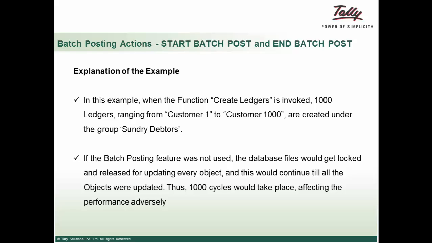So this is the explanation of the example that we have. When the function create ledgers is invoked, it has 1000 ledgers to create, ranging from customer 1 to customer 1000. If batch post was not used, the database files would have got locked and released for updating every object. So the first one is generated: it locks the database, pushes, unlocks. Again it locks, the second is created, unlocked, the third is created, locked, unlocked. So this entire cycle contains 1000. So this locking of database will happen 1000 times.